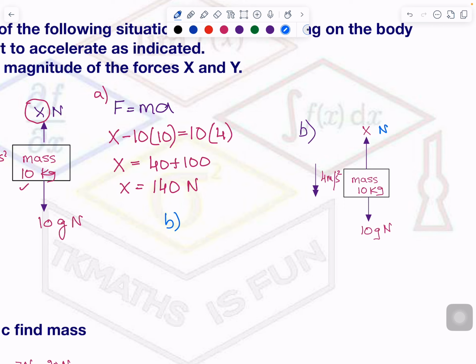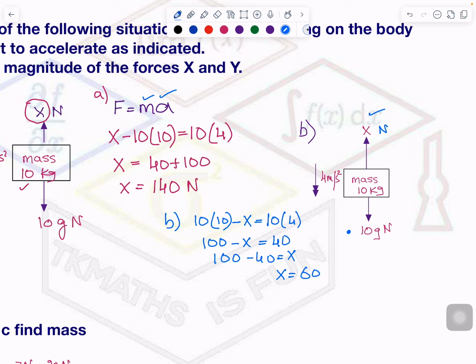Tell me. Absolutely right. It means this force is more than this force. So now you will do 10g minus X equals ma. I am actually plugging in values in it, right? So m is 10 and a is 4. So it is 100 minus X equals 40. So 100 minus 40 equals X, which will become what? 60. Absolutely right. So your X is 60 Newton.